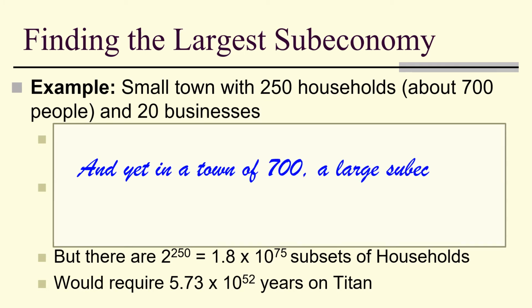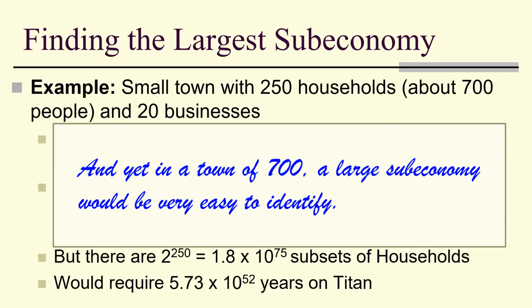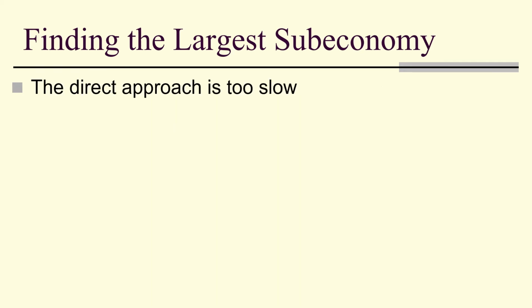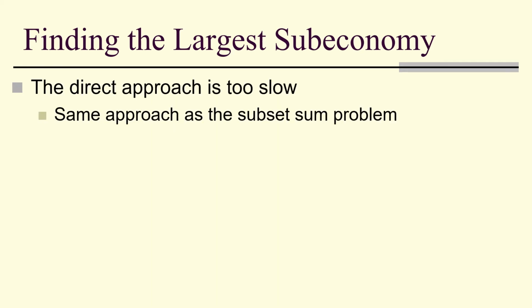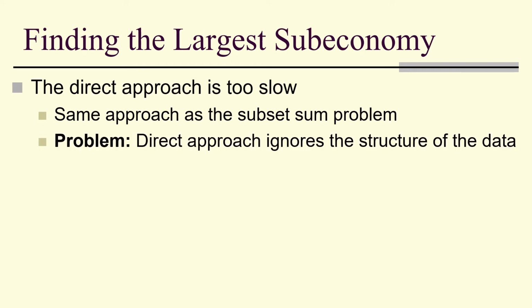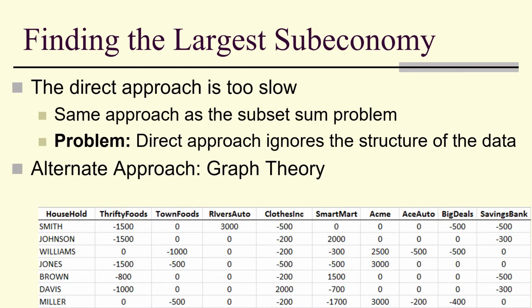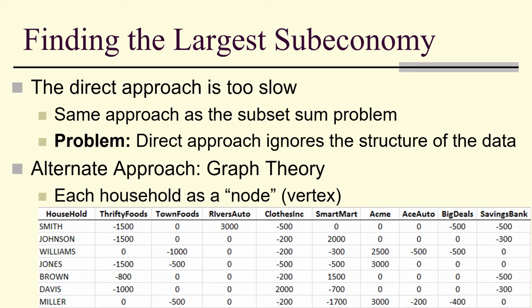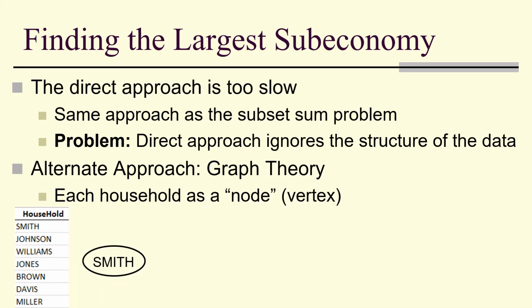But if you were in a town of 700, you probably could just say what the subeconomy was on your own. There's only 20 businesses. People could pretty quickly figure out that there are some people that only frequent this set of businesses. So the direct approach is too slow. Same as the approach to the subset sum problem, it ignores the structure of the data. So let's use graph theory. Each household will be a node or vertex.